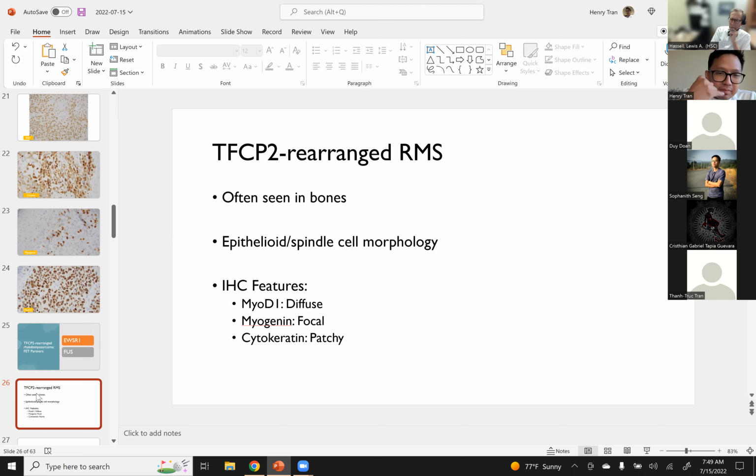And then MyoD1 and myogenin, if you don't know, the well-known rhabdomyosarcomas that we've known for a long time are alveolar rhabdomyosarcoma and embryonal rhabdomyosarcoma. And MyoD1 and myogenin are commonly used to differentiate the two. Obviously, alveolar has the FOXO1 translocation, which confirms the diagnosis, and embryonal will not. But if you go with the IHC, that can also be really helpful in differentiating the two tumors.